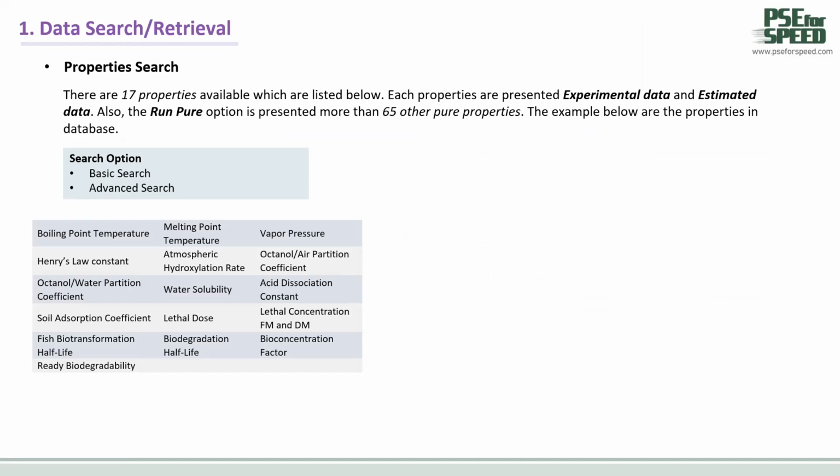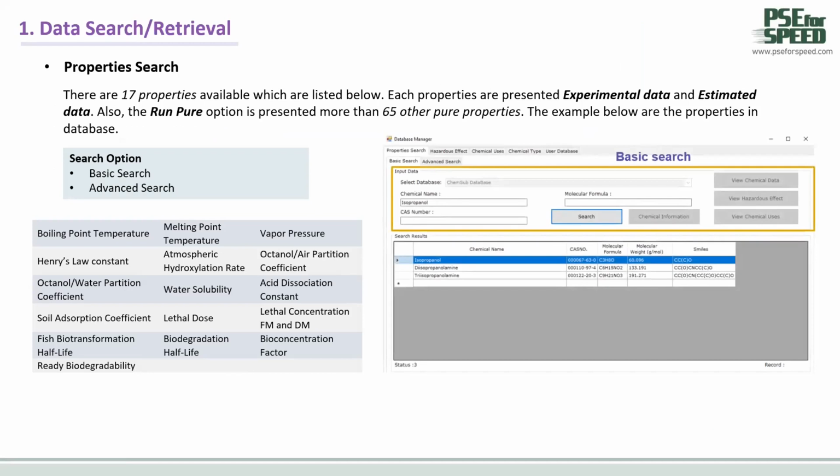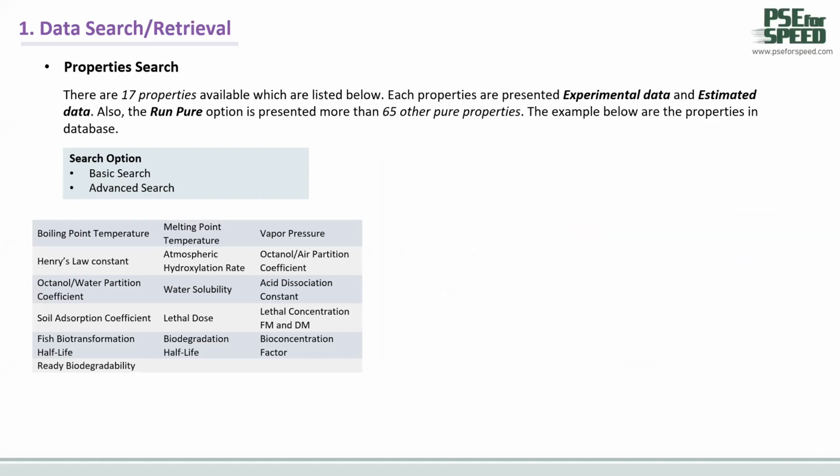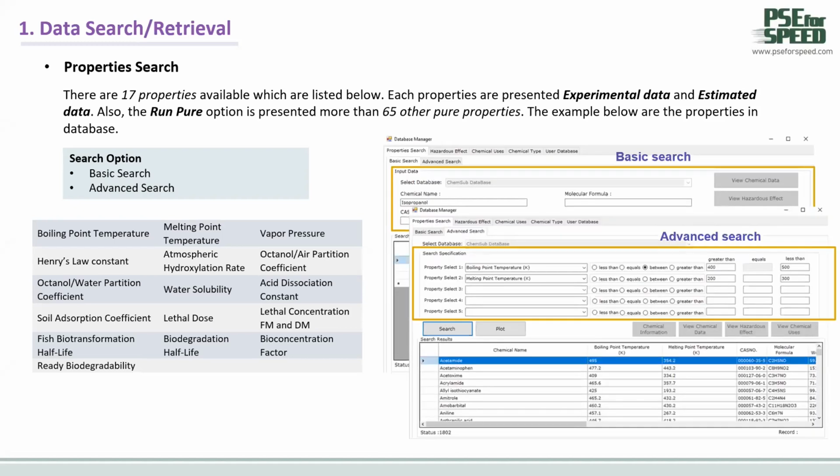Users can search the compound by using two search options, which are the basic search and advanced search. In the basic search, users can search the property and its related data for any considered compound. And the advanced search works in another way: search by the property and find the matched compound. The example result of the basic search is shown here.